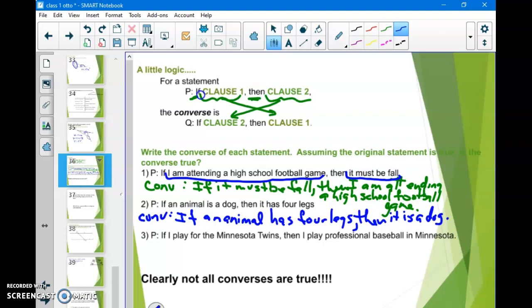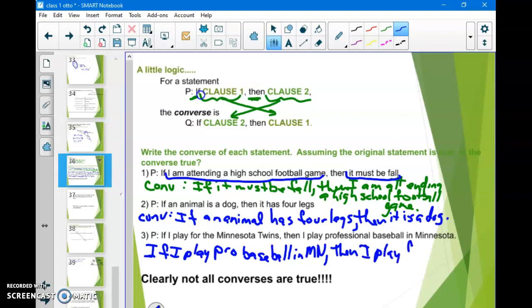Number 3, if I play professional baseball in Minnesota, then I play for the Minnesota Twins.